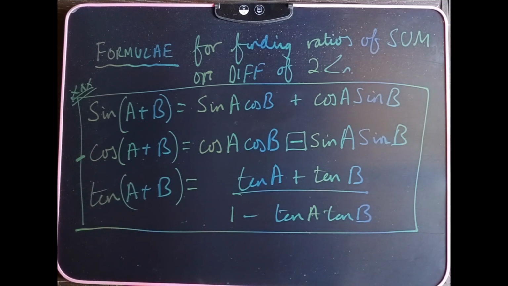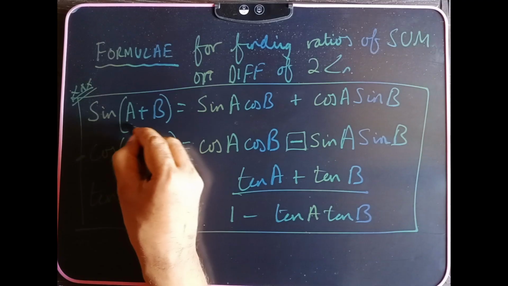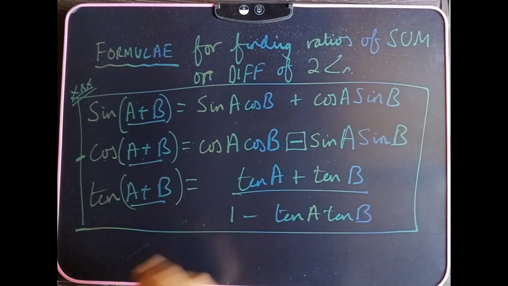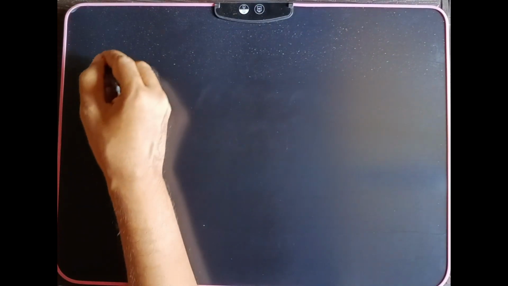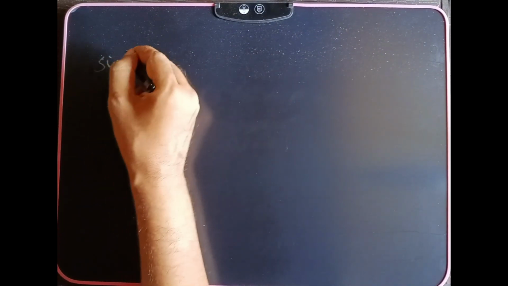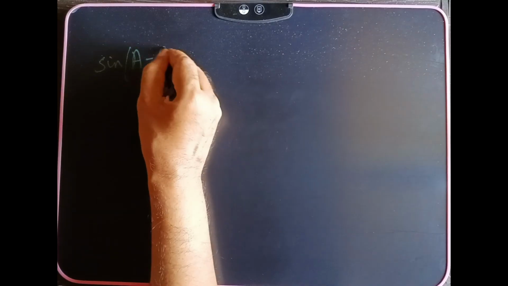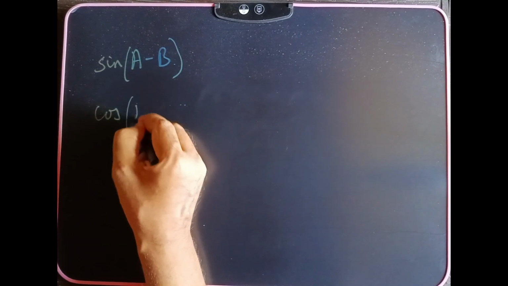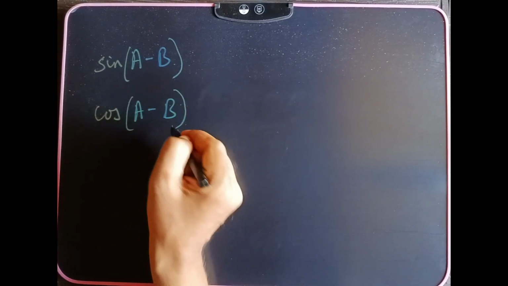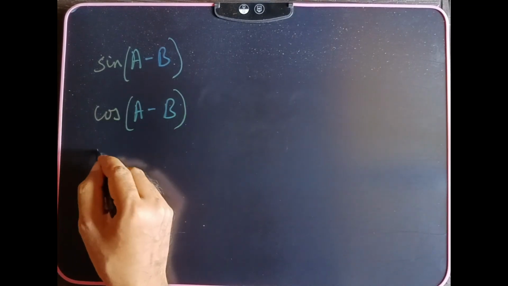Now that you have seen the addition of angles, now we'll see the subtraction of angles. Formula for difference in the angles: sine of a minus b, and then cos of a minus b, and tan of a minus b.